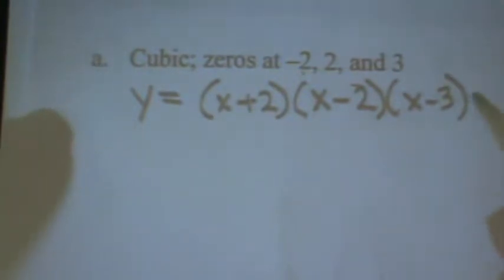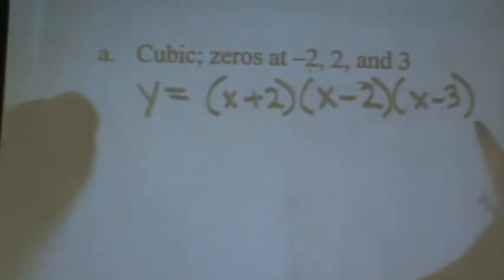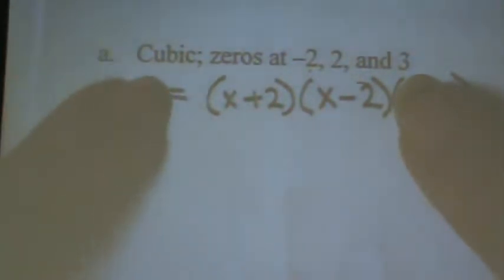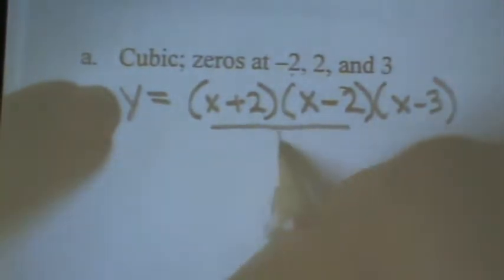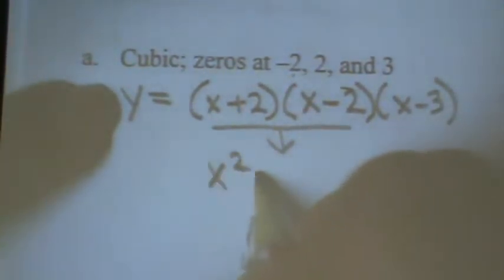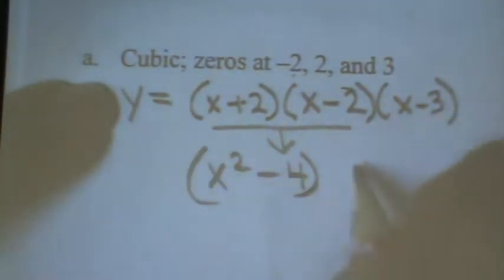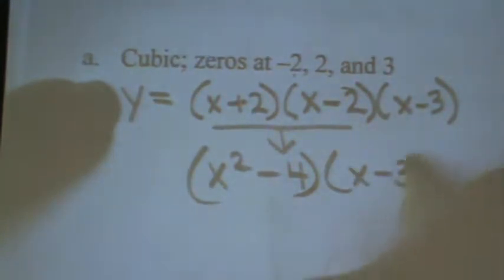Okay, now, they want you to write it in standard form. This is in factored form. So you gotta know how to FOIL. But check out, pair these two up right here. You recognize what these two are? If you were to multiply, perfect square. So these two really quickly factor to be x squared minus 4. And now don't forget you have your x minus 3.